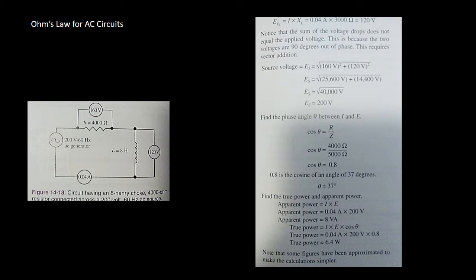To find the apparent power, it is I times E, which is 0.04 amps times 200 volts, or 8 volt amps. The true power is I times E times cosine theta, which is 0.04 amps times 200 volts times 0.8, or 6.4 watts. Note that some figures have been approximated to make the calculation simpler.